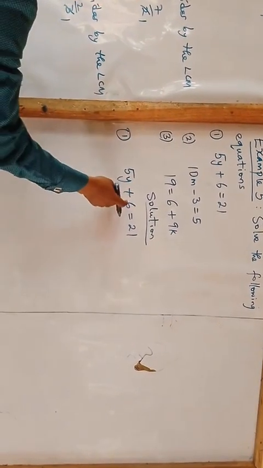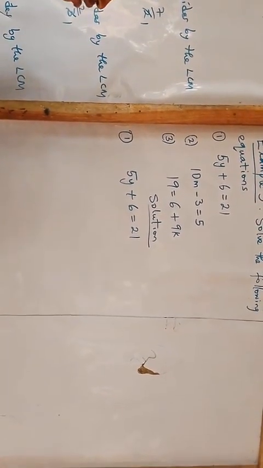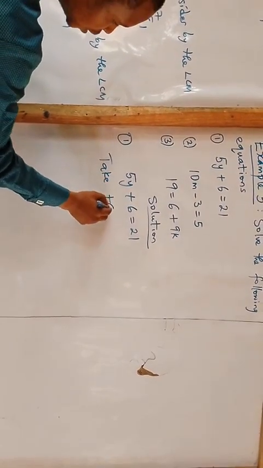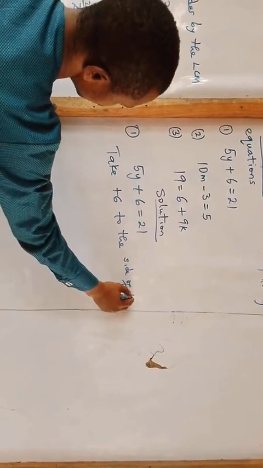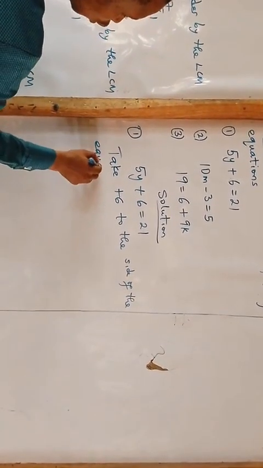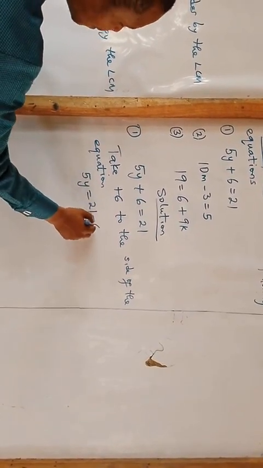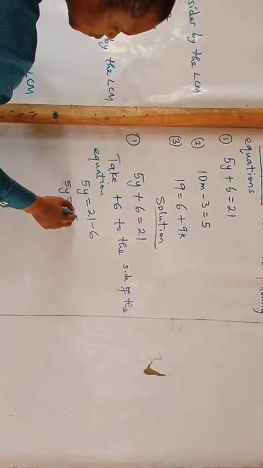Or probably you take plus 6 to the other side of the equation, we are still saying the same thing. So take plus 6 to the other side of the equation. That means you collect the like terms. So you are going to have 5y is equals to 21 minus 6. 5y is equals to 21 minus 6 will give us 15.